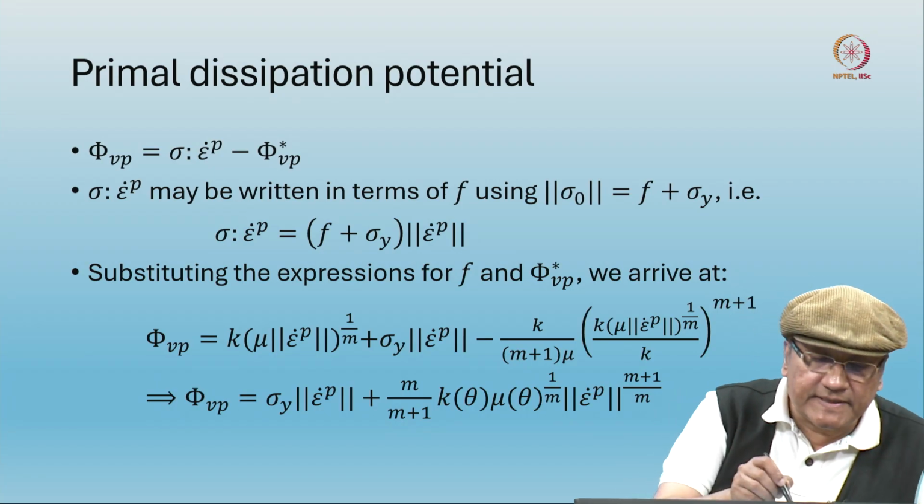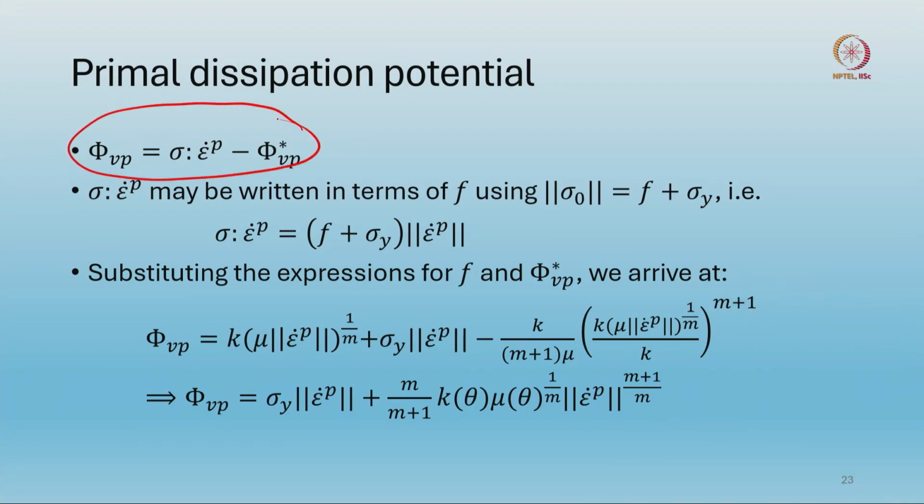Now, let us take the Legendre-Fenchel transform to get phi Vp. So, phi Vp is basically the Legendre-Fenchel transform of phi star Vp, provided this is minimization with respect to sigma, but we have already got that minimum sigma. So, I am putting that sigma inside here. So, you understand, that is why I have not put that supremum outside.